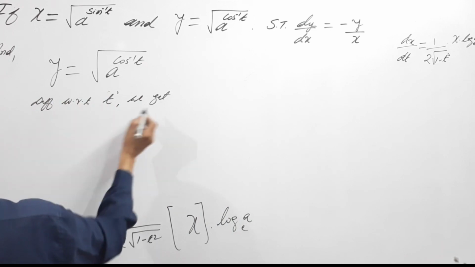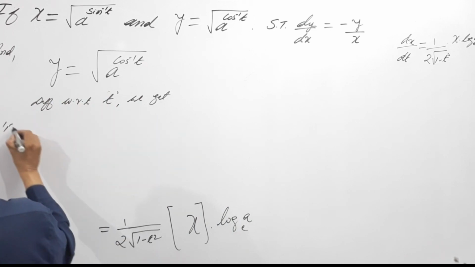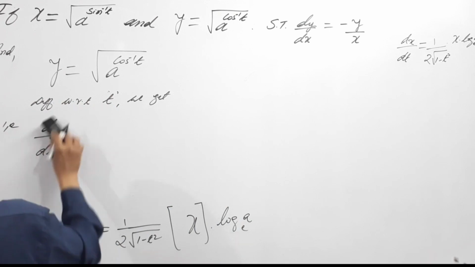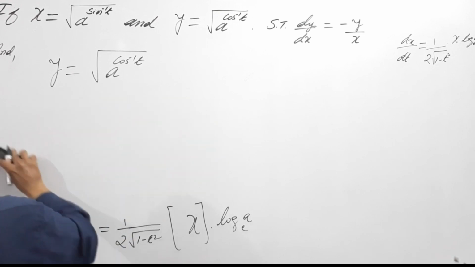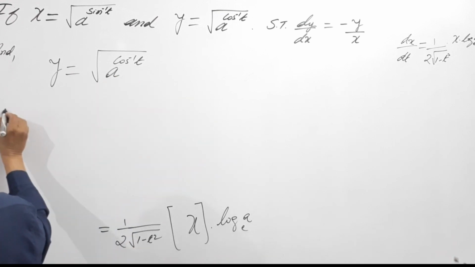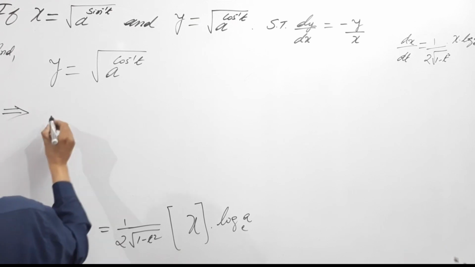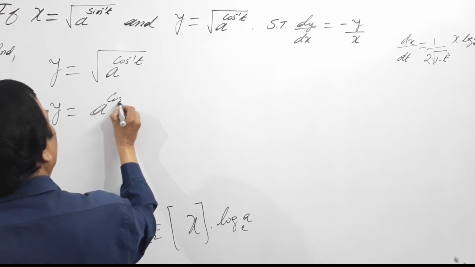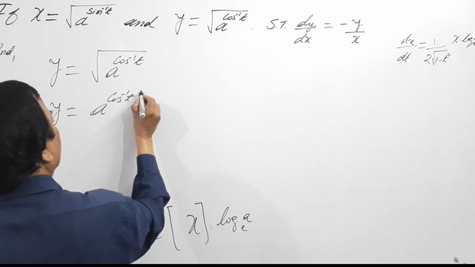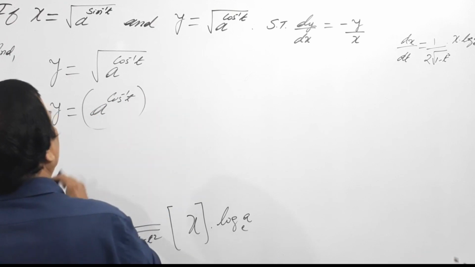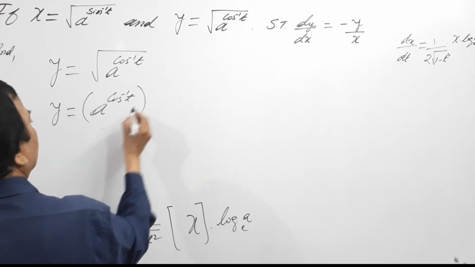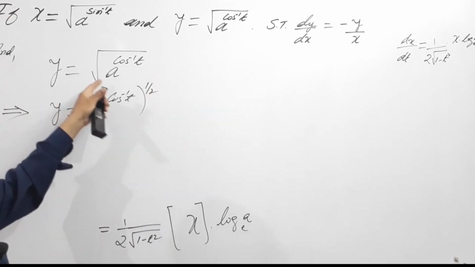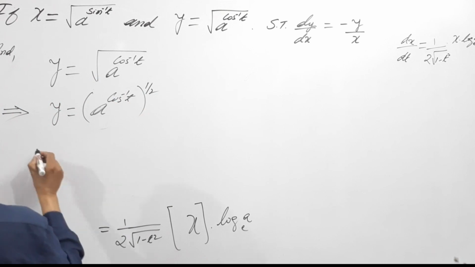So differentiation with respect to t, that is dy by dt. Before that I will change this, that is y equals a to the power of cos inverse t, to the power half. So I removed this root, I put half. Now you can differentiate it.